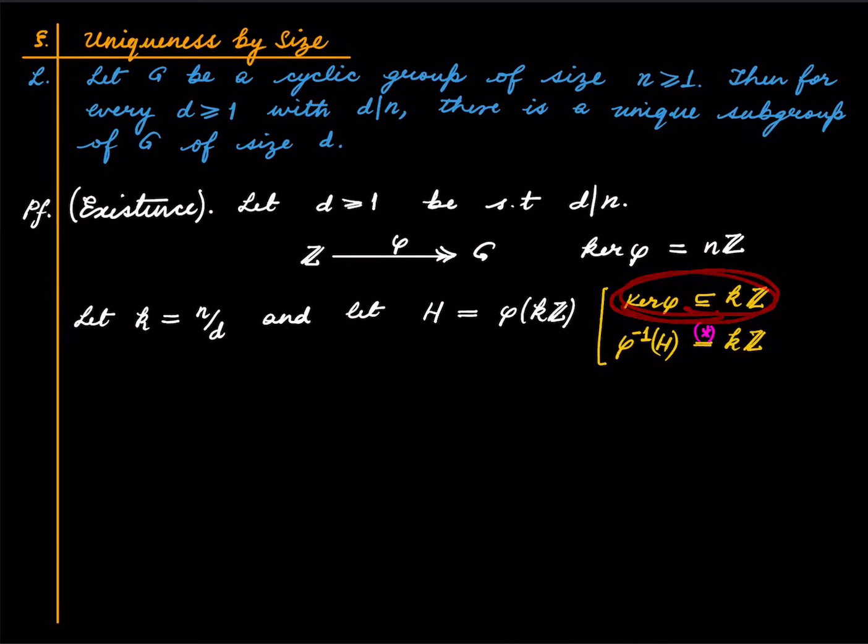And why is that? Okay, so let me first explain why the kernel of phi is contained in kZ. That's just simply because the kernel of phi is nZ, and nZ is obviously contained in n by d Z. So this was obvious. This follows by that and the first star mark problem.